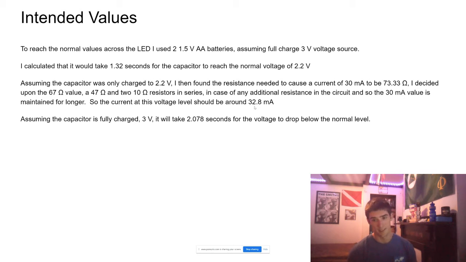I decided upon a 67 ohm value, which is why you see that in the schematic: a 47 ohm resistor and two 10 ohm resistors in series. This is just to give a little leeway in case there's any other resistance that isn't accounted for formally. With a 67 ohm resistance and 2.2 volts, the current should be around 32.8 milliamps. Assuming the capacitor is fully charged at 3 volts, it will take basically 2 seconds for it to drop below that 2.2 volts normal level.